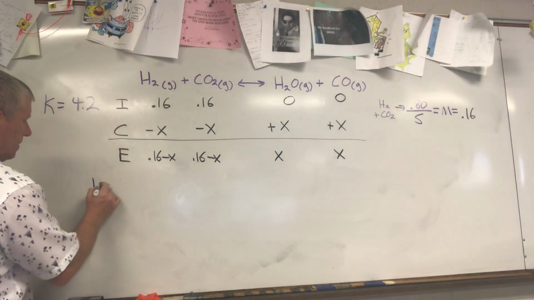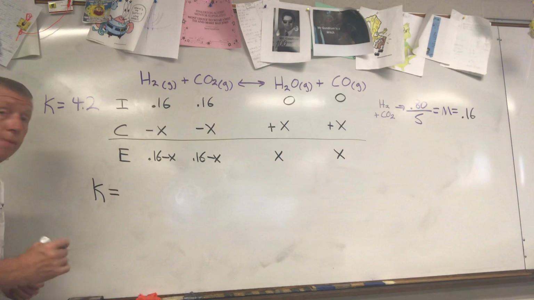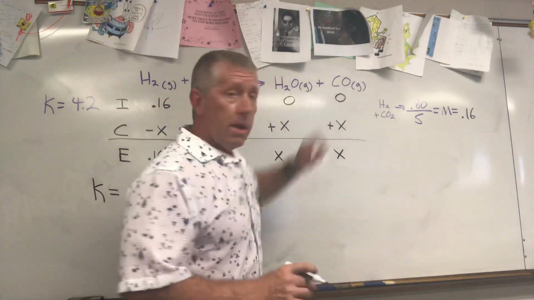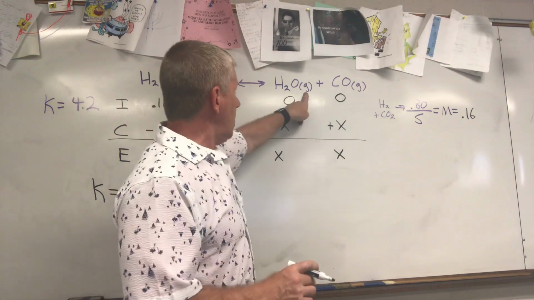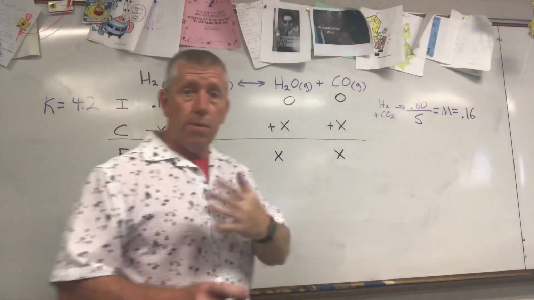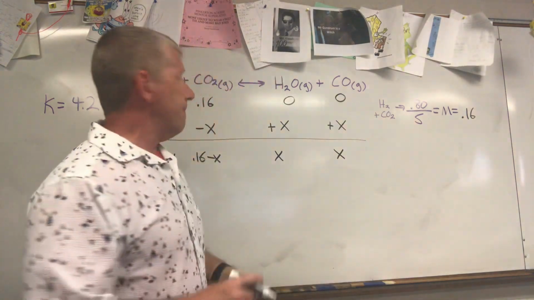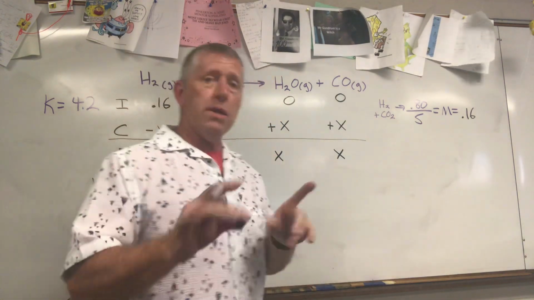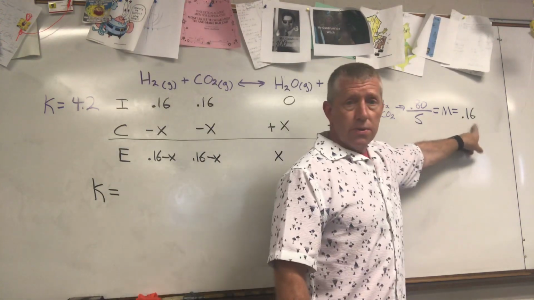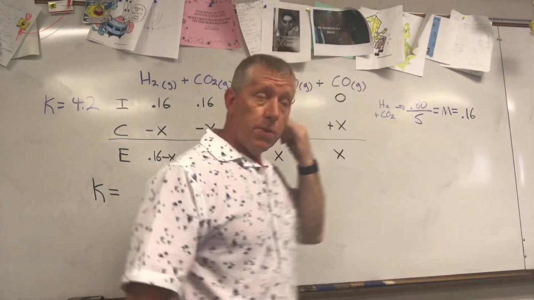K is going to be equal to, remember what K is equal to, the products over the reactants. And we include all of them, gas and gas and gas and gas. So this is a homogeneous equilibrium problem. They're gases, but we're not going to use pressures, because remember, we use concentrations. So Kc, how do we do Kc?